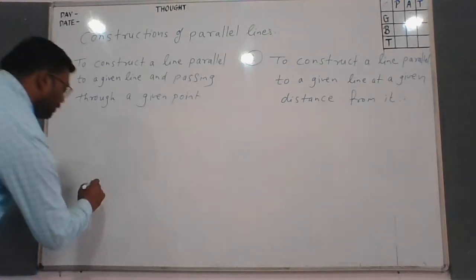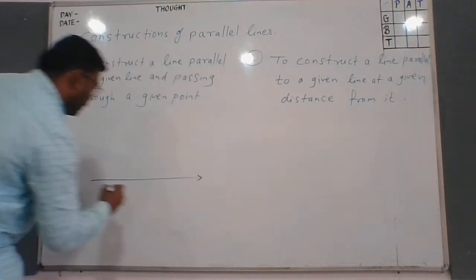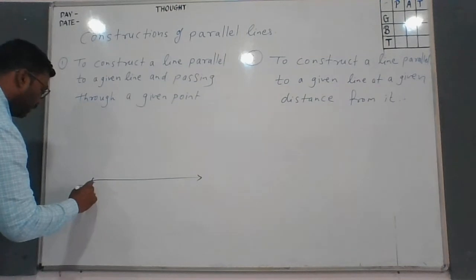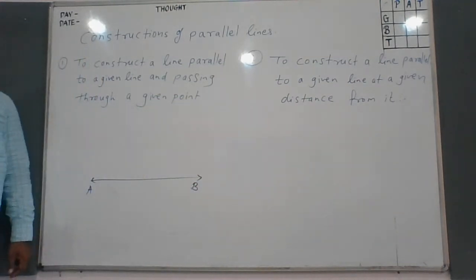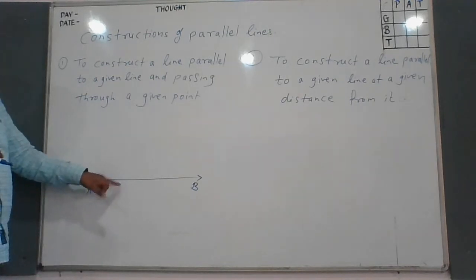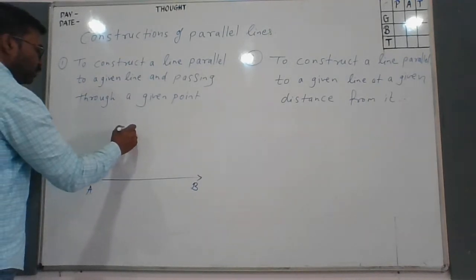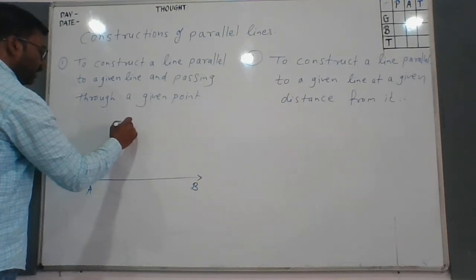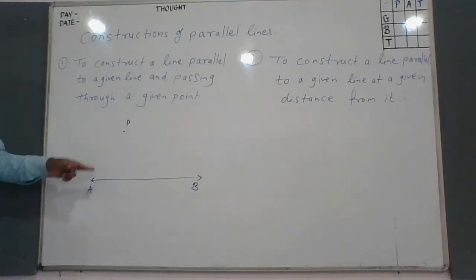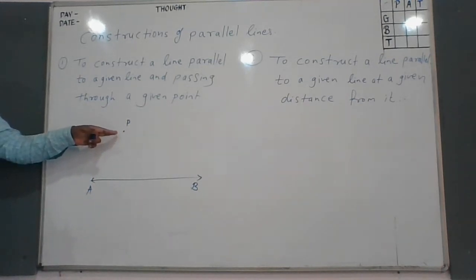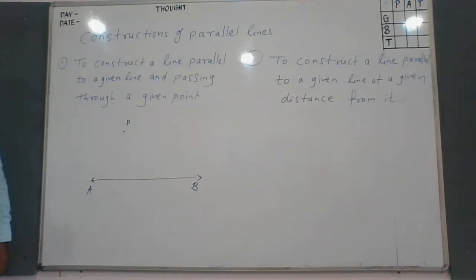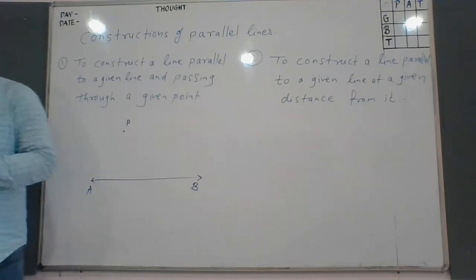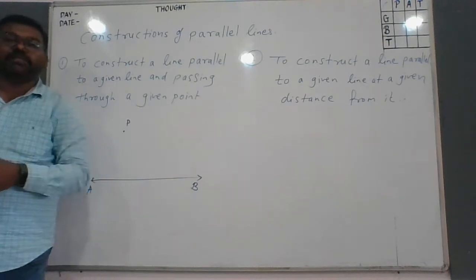There is one line, suppose it is line AB, and we want to construct a line parallel to this AB passing through the point P. Means one point is given to us, and from this point P we have to draw the parallel line to this AB. This is the first part. Okay. So let us learn the first part, then we will think about the second part.